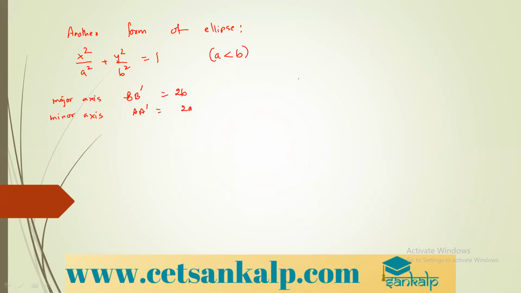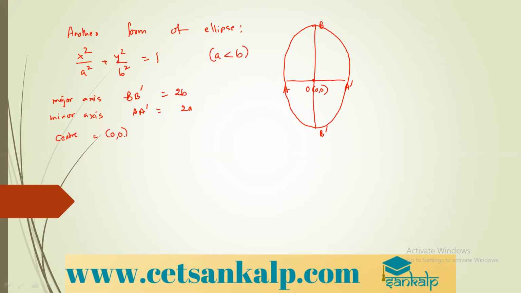So if I draw the ellipse, it will look like this. This is the major axis of the ellipse, BB dash, and this is the minor axis of the ellipse, AA dash. So the ellipse formed will look like this. This is the diagram I can see. Now, the center of this ellipse will be 0, 0. So I will write center is 0, 0.